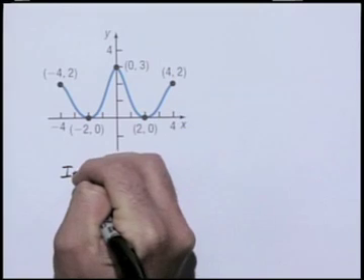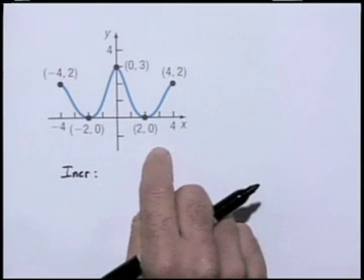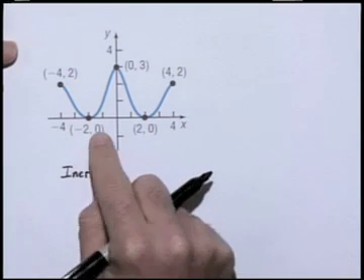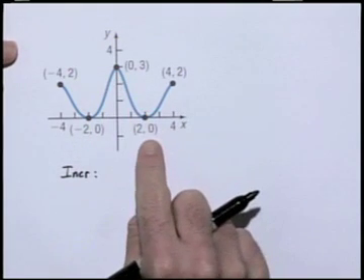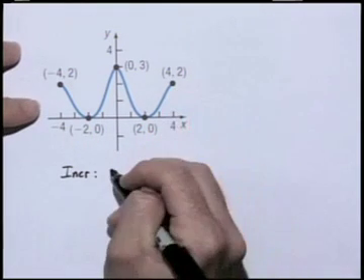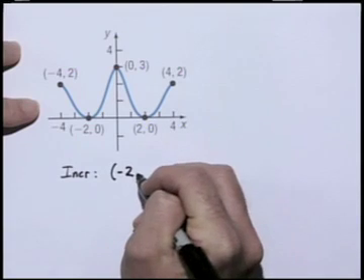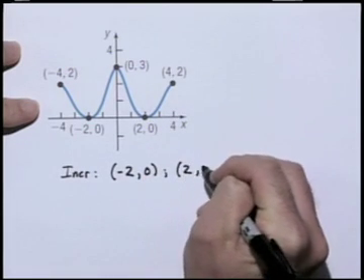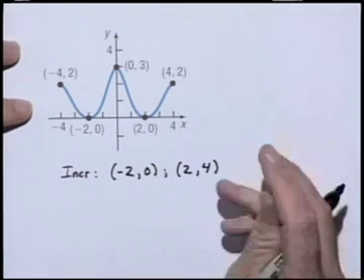We're now going to look at the graph of a function and, based upon the graph, determine where the function is increasing, where it's decreasing, and where it's constant. First, we'll look at where this function is increasing. We can see that the function is increasing from the point -2, 0 to 0, 3, and it's also increasing from the point 2, 0 to 4, 2. We say that the function is increasing on the interval -2, 0 and increasing on the interval 2, 4.